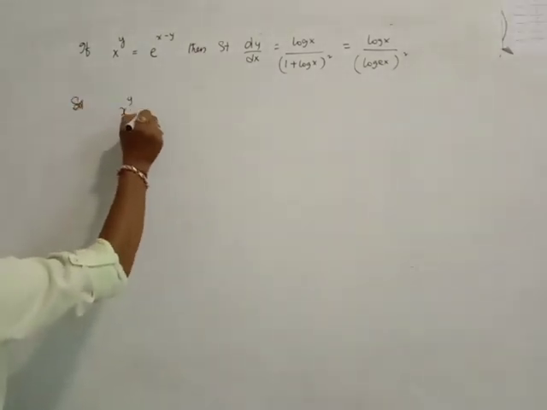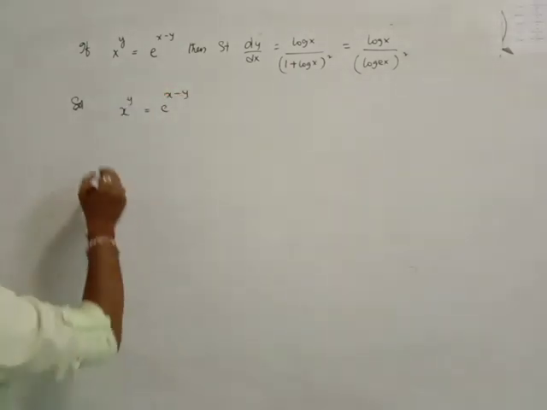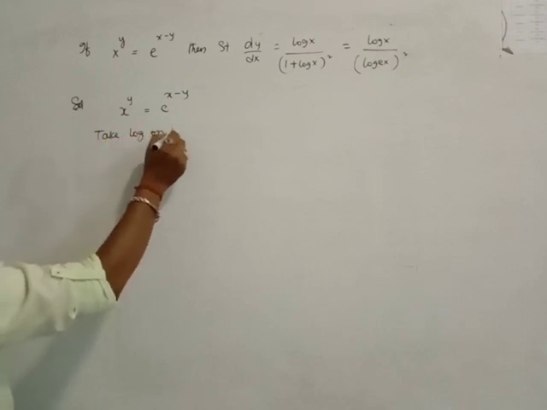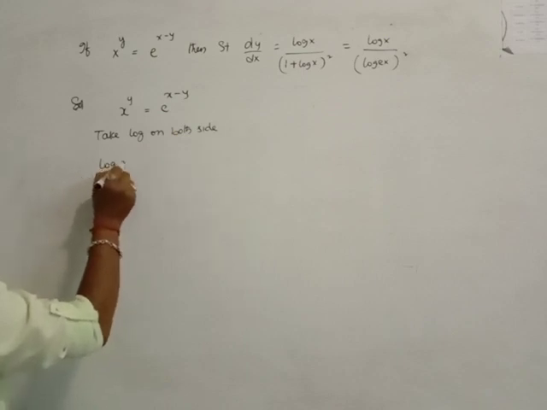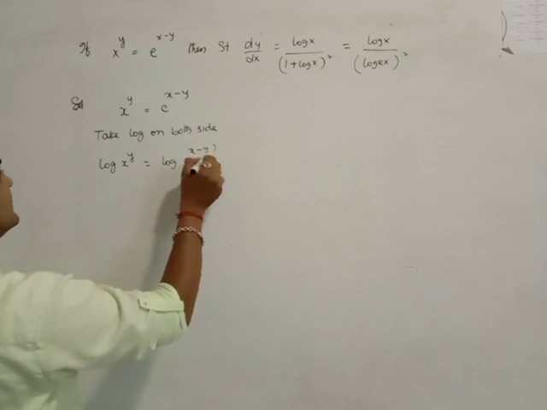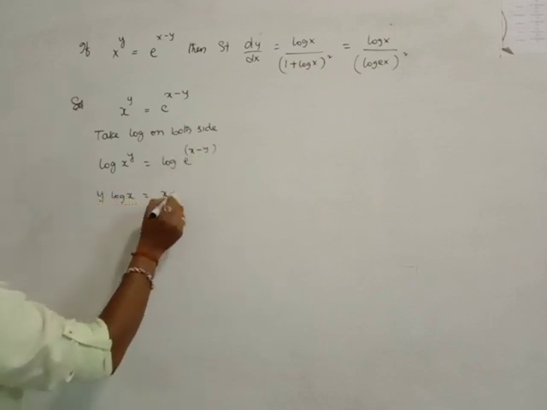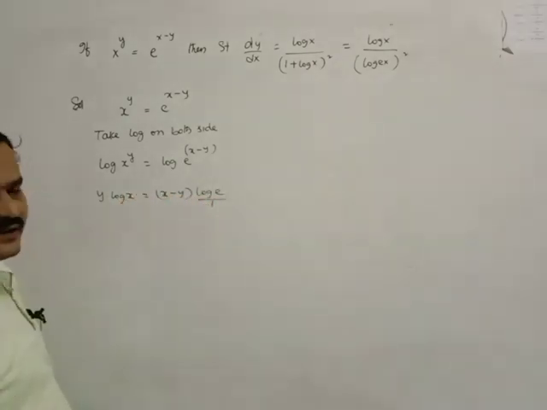x power of y is equal to e power of x minus y. It's the function to the power of function method, so we must apply log on both sides. Then log of x power of y is equal to log of e power of x minus y. So that is y into log x is equal to (x minus y) into log e. But the value of log e is 1.